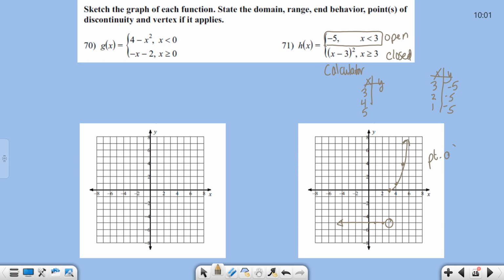So your point of discontinuity really is any open circle, but specifically this one is at 3, -5. Sometimes you'll just have an open circle and you just list that. We've seen a couple of those weird ones.